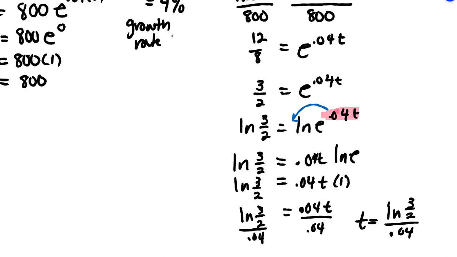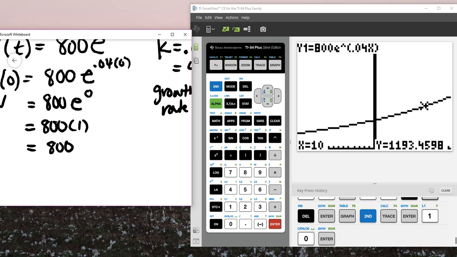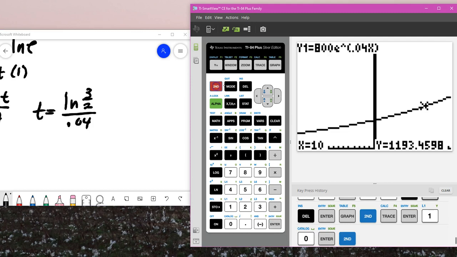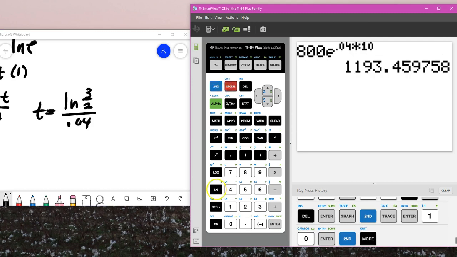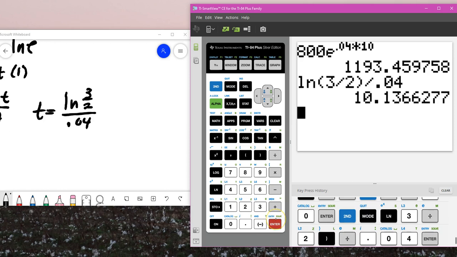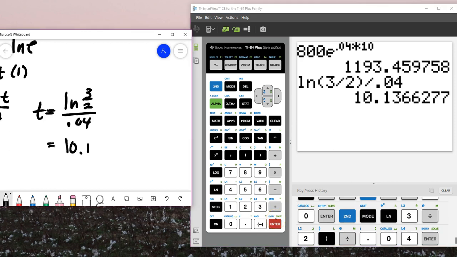So I'll type that in my calculator to get a decimal value. That's natural log 3 over 2 divided by 0.04. And now I have 10.13, let's round to 7 there. So the insect population will grow to 1,200 after 10.137 days.